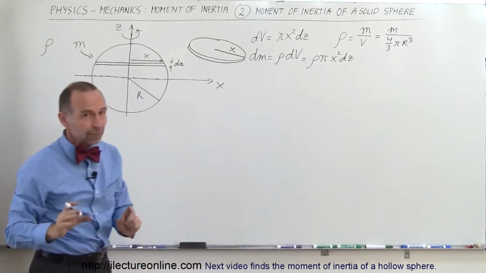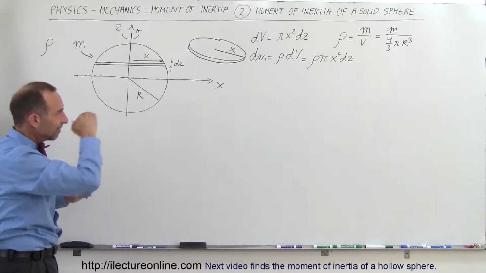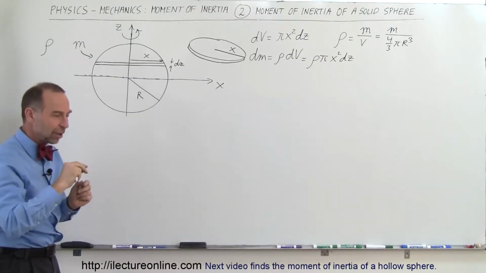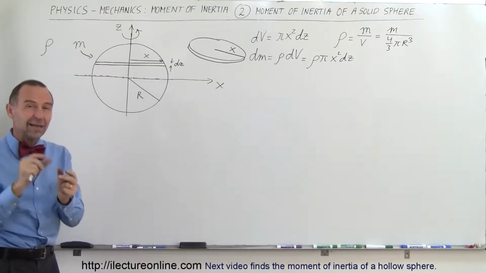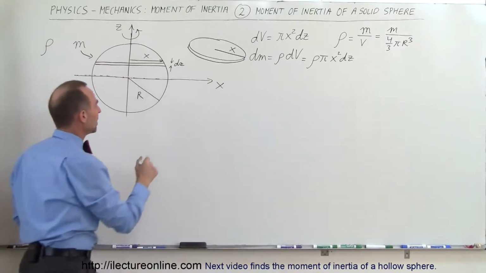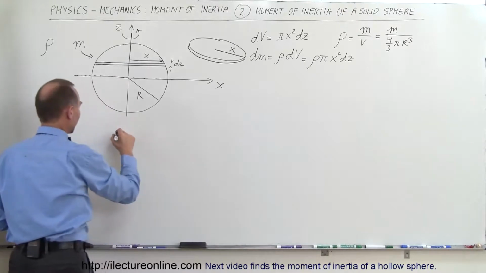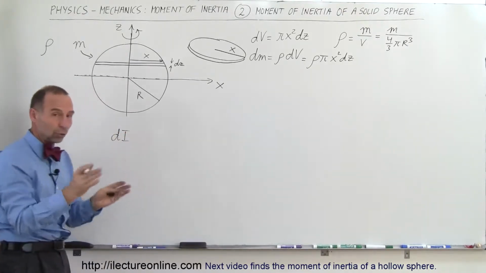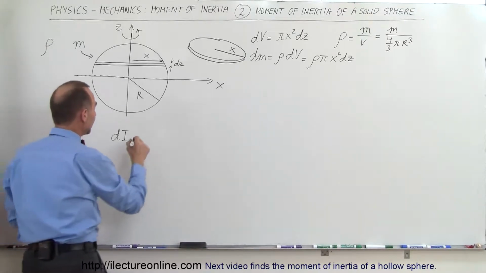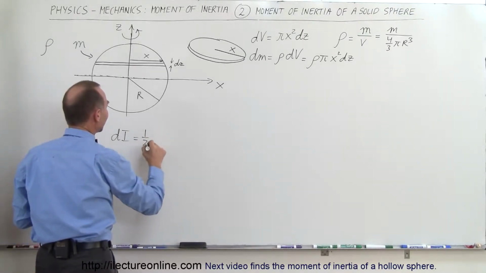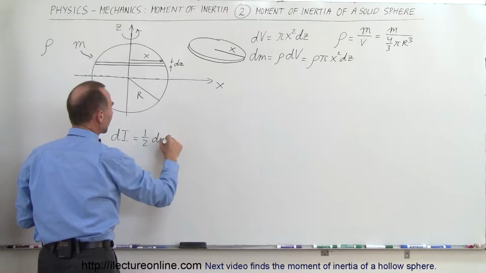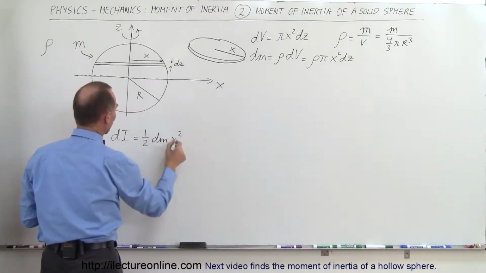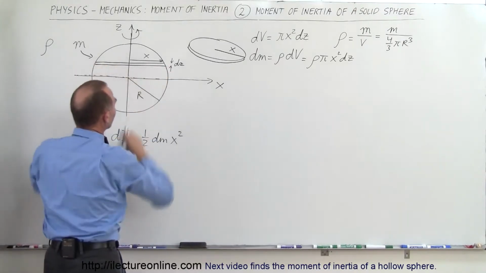All right. Now, the slice is like a disc that's rotating around. Of course, the moment of inertia of a rotating disc would be 1/2 times the mass times the radius squared. So that means that the dI, I call it a small little portion of the total moment of inertia, so we'll call it dI, is equal to 1/2 times the mass of that disk, which is dm, times the radius of the disk squared, which would be x squared. So that would be the moment of inertia of that little disk.